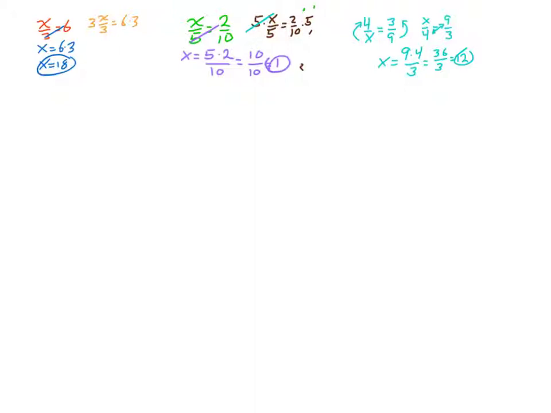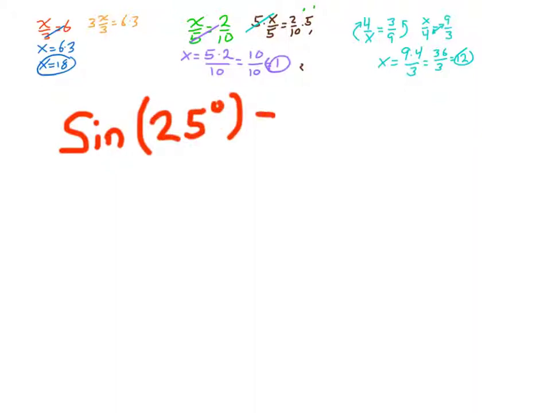Here we go. The first one is going to be a sine. Let's say the sine of 25 degrees is equal to x over 5. Okay, so I want to draw your attention back to this question over here. Notice I've got a fraction, x over 3, and a non-fraction. Well, what do I have here? I have a fraction, x over 5, and a non-fraction.